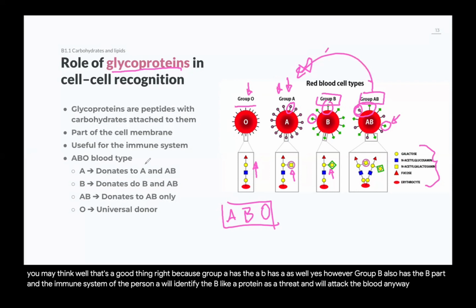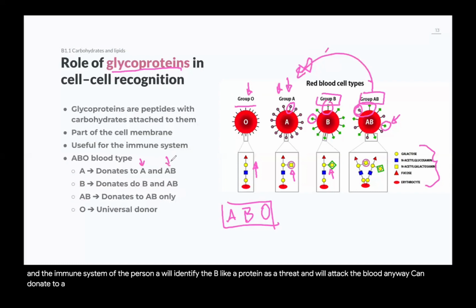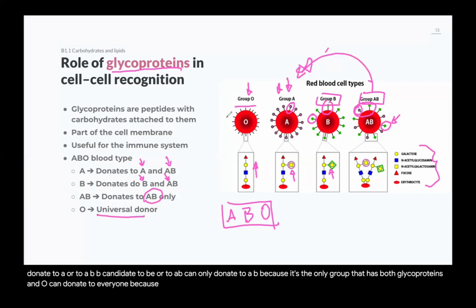So A can donate to A or to AB, B can donate to B or to AB. AB can only donate to AB because it's the only group that has both glycoproteins, and O can donate to everyone because it does not have any glycoprotein that can be perceived as a threat.